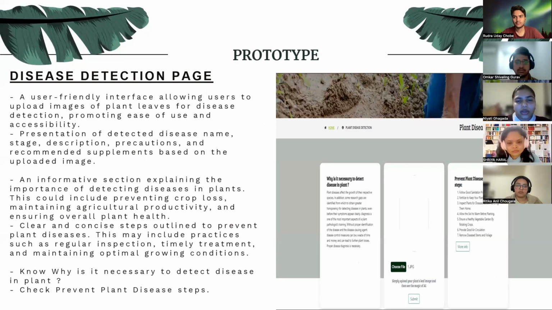This feature of the plant disease detection page is a fusion of simplicity and sophistication. Users can easily upload images of plant leaves and receive instant diagnostics. It's not just about identification, it's about comprehensive care. This web app provides the disease name, its stage, and tailored advice on precautions and remedies.